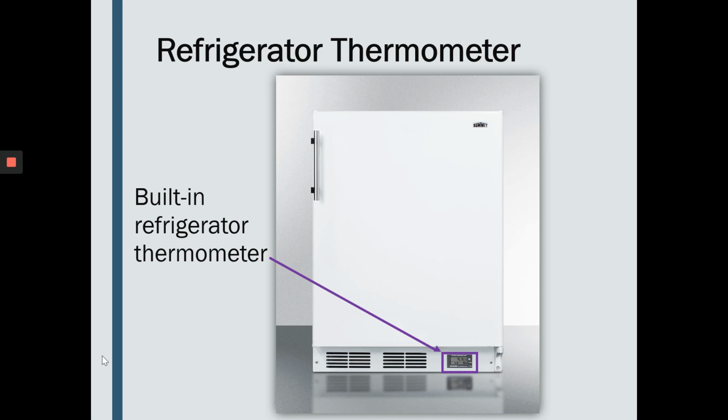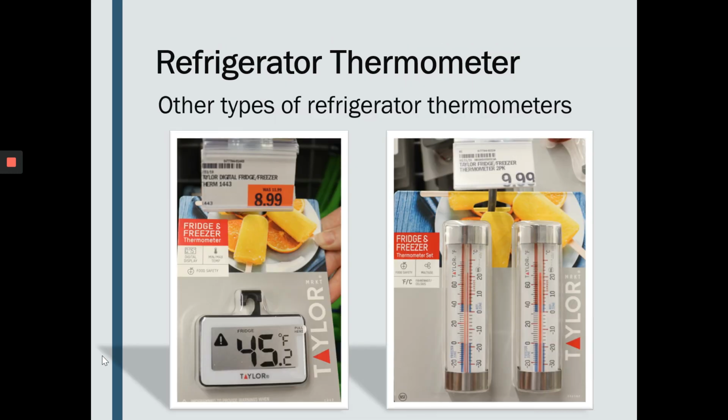Some refrigerators have a built-in thermometer that can be located on the outside or the inside of your refrigerator, like the one shown in this picture. If your refrigerator does not have a built-in thermometer, it is possible to purchase a thermometer at a reasonable price. Here are some examples of thermometers you might find in the store.